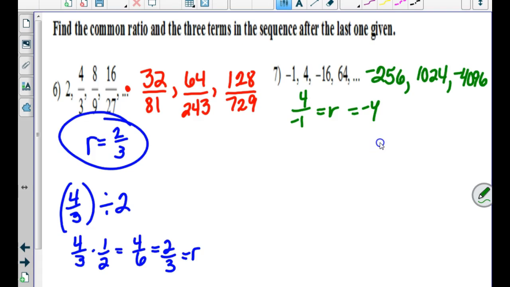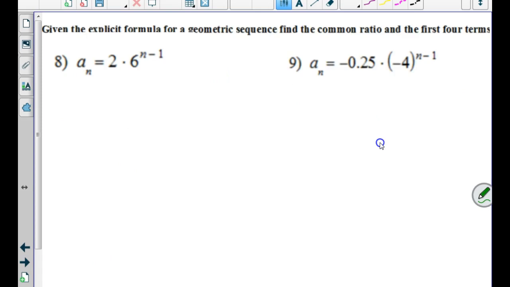I'm gonna need help today, because by the end of the day my little brain's gonna be okay. Given the explicit formula, which means if I wanted the 7th term, how would I find it, guys? Put in a 7. That's it. Explicit formula means you put in the term number. Find the common ratio and the first 4 terms.